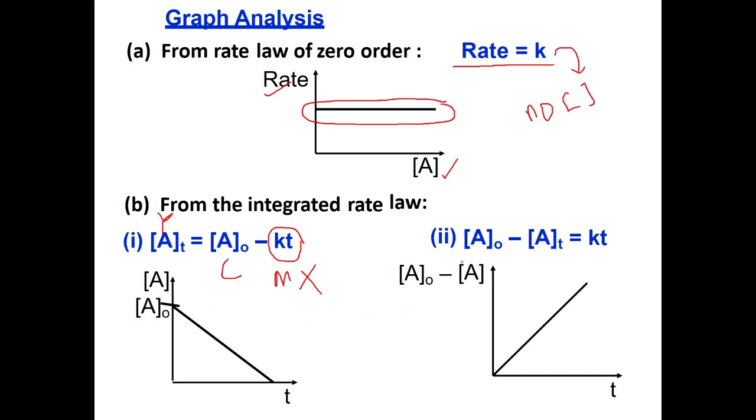And another way is you can write it as the initial concentration A minus the concentration at a particular time is equal to kt. This one is basically your y, this is your m, x plus 0, where 0 is your c.